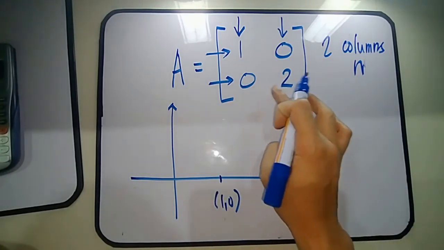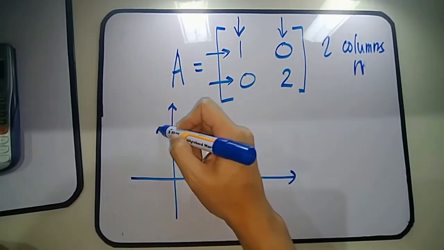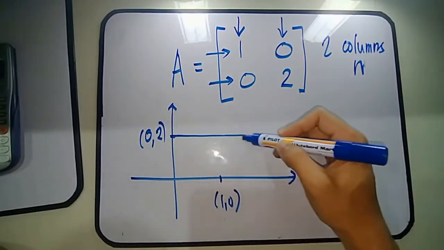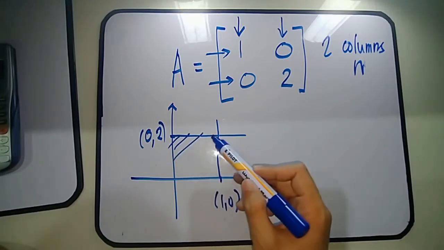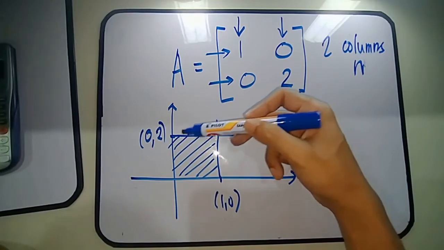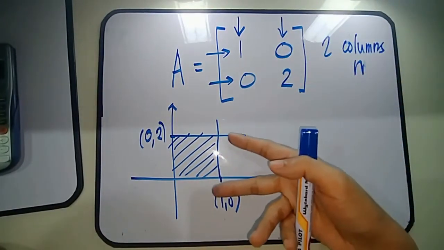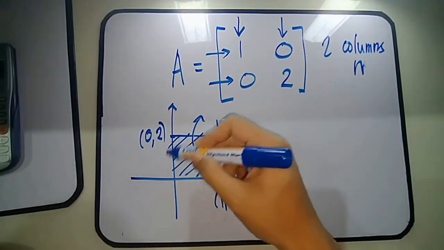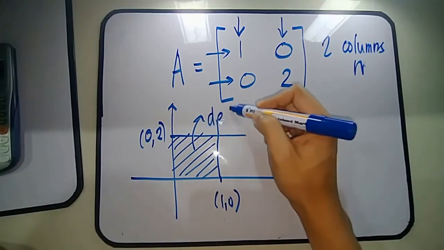Now, ito, guys, 0, 2. So, we have here 0 for X, then 2 for Y. So, this is 0, 2. Now, this boundary here, guys, is actually the determinant of our matrix. So, this is a rectangular array. Etong numbers na to guys can be represented using this figure. So, the area of this bounded figure is your determinant.